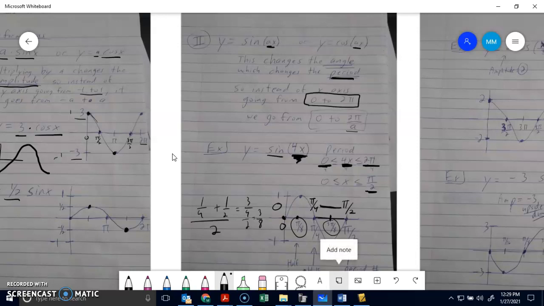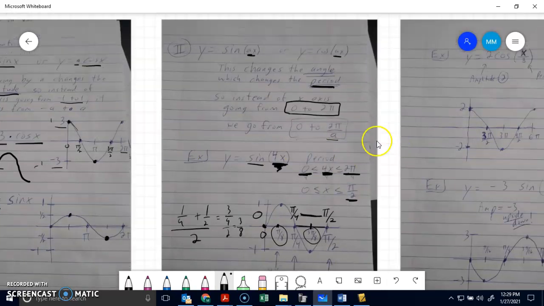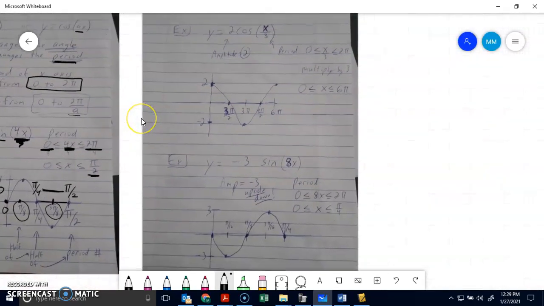Okay? All right, so a couple examples of that. First of all, I have 2 cosine x over 3. So first of all, my amplitude is 2. That means I'm going from positive 2 to negative 2. X over 3, so we're going to set it up. It goes between 0 and 2 pi.